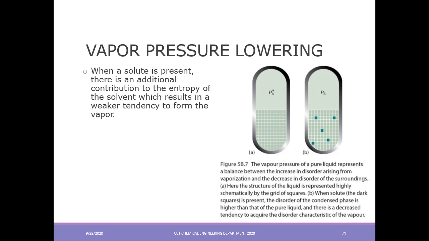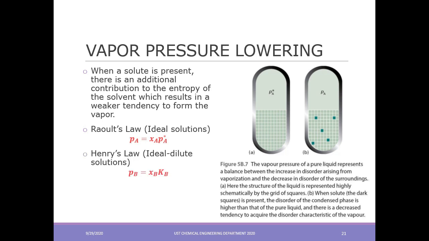As mentioned in the discussion for boiling point elevation, the increase in entropy due to the presence of solute causes the weaker tendency of the solvent to form the vapor. More than resulting in an increase in boiling point, this also leads to the decrease in vapor pressure. The vapor pressure lowering is expressed by Raoult's law for ideal solutions. For an ideal dilute solution, the partial pressure of the solute is calculated using Henry's law, while that of the ideal solvent is obtained using Raoult's law.